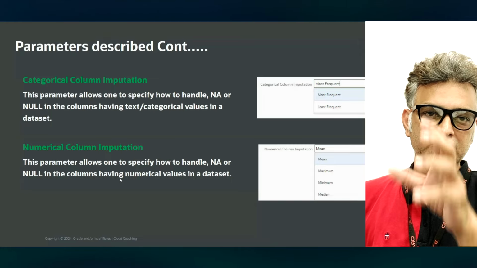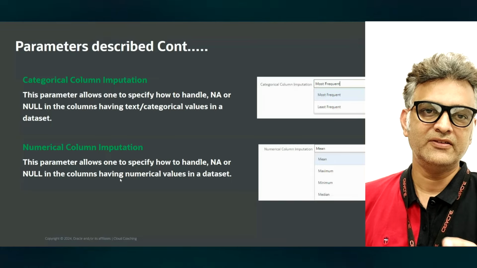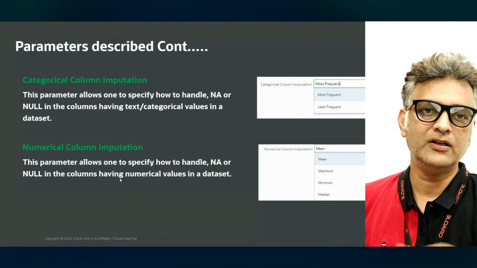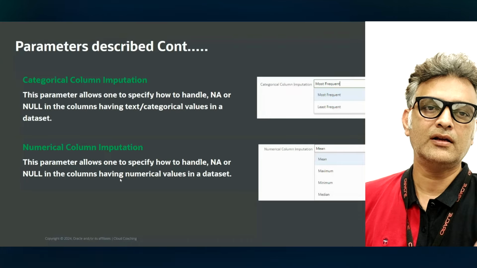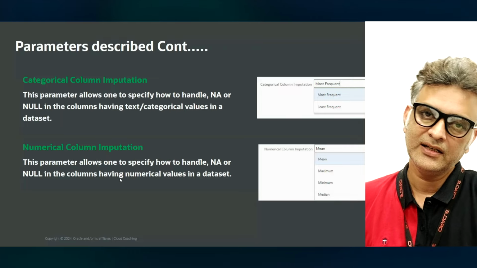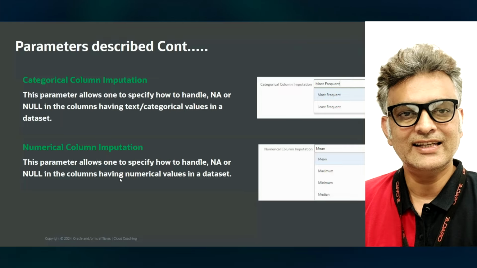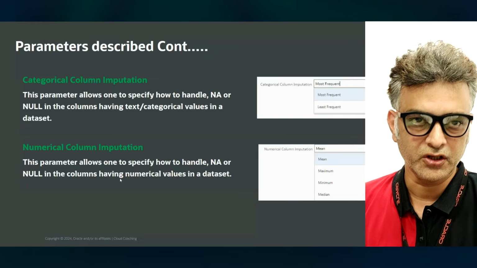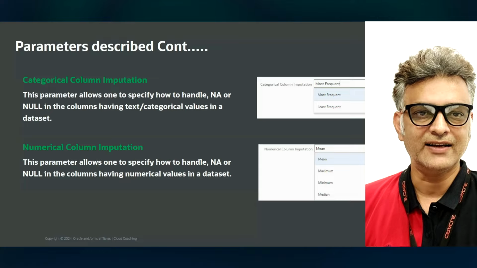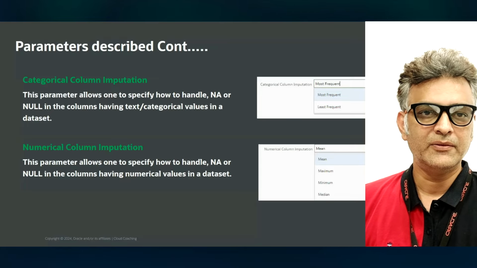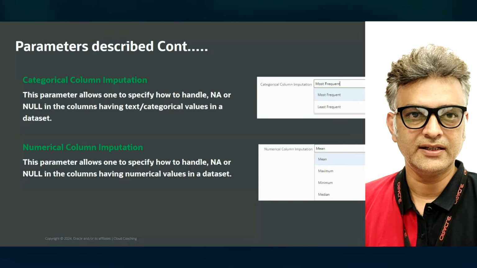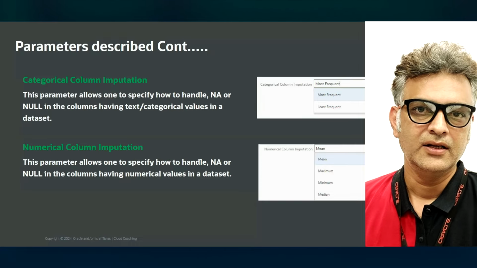Based on the values that are available in the column, it will take the most frequent value and replace the null with it. Whichever column has null, it will replace that value with the most frequent value. If you set it as least frequent, it will do it with the least frequent. Let's take an example. Maybe you have a column called occupation. To keep it simple for explanatory purposes, let's say we have three values: salaried, self-employed, or not working.